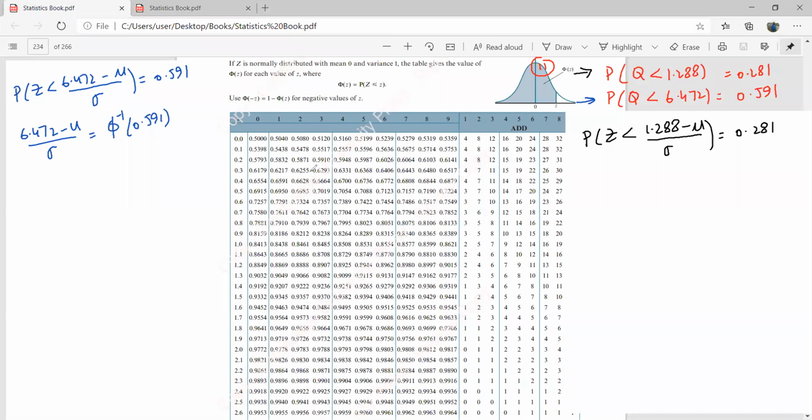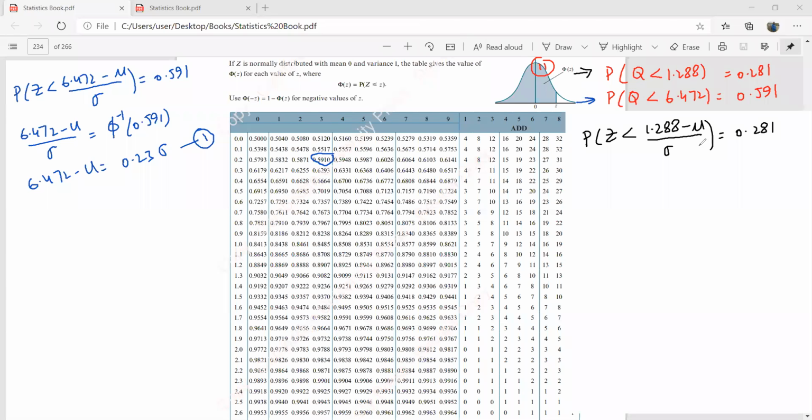Let me find what this phi inverse of 0.591 is. Where do I have this 0.591? Oh, it is exactly here. This is 0.23. So 6.472 minus mu is 0.23 sigma. So this is my first equation. Let me go back to the other equation here and see how to handle this one.